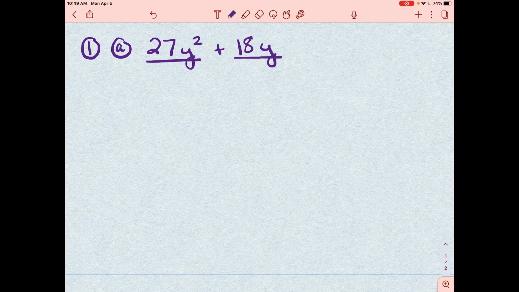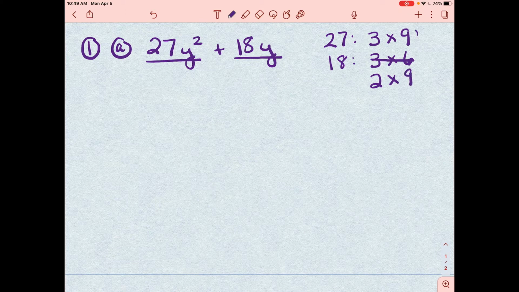I look at the numbers first. I have a 27 and an 18, and I have to think about what I know about these numbers. 27 happens to be 3 times 9, and 18 happens to be 3 times 6. Oh, look at that, 9 and 6 have something in common. Actually, look at that, 18 is 2 times 9, so both of these have a 9 in common. That 9 is going to be the greatest thing that can go into each of those.